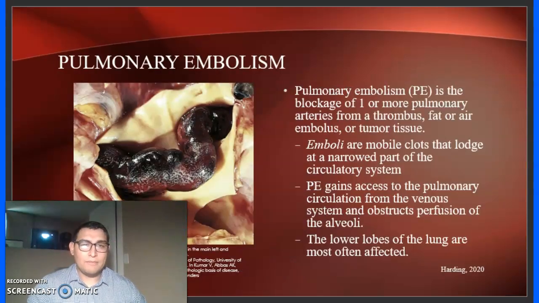A pulmonary embolism is a blockage of one or more pulmonary arteries from a thrombus, fat or air embolus, or tumor tissue. Now, emboli specifically are mobile clots that lodge at a narrow part of the circulatory system. They come most commonly from the lower extremities. They gain access to the pulmonary circulation from the venous system, and they obstruct perfusion of the alveoli, the sacs that we find within the lungs needed for perfusion. The lower lobes of the lungs are most often affected.